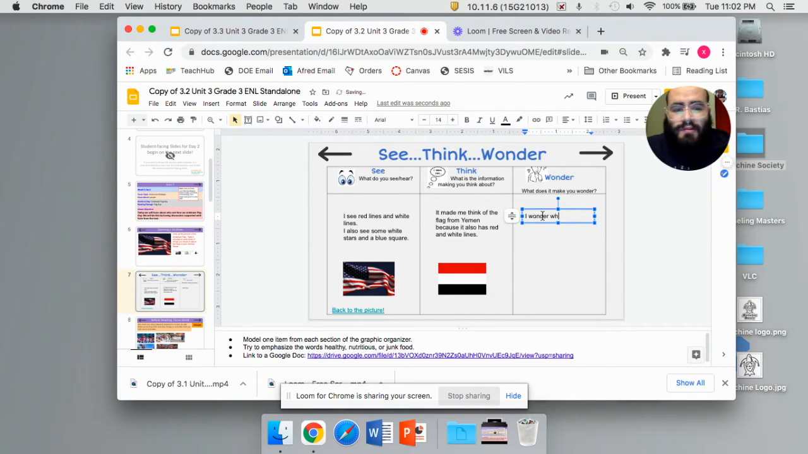I wonder what all the colors mean in the flag.